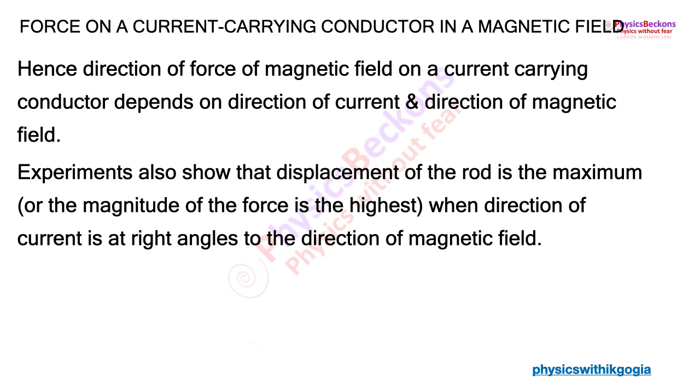This you can study by changing the orientation of the rod. Keep it at 0 degree, 10 degree, 20 degree, 40 degree. Vary the direction of the rod AB and see the change in the displacement of the rod. You will see that the displacement is maximum when direction of current is perpendicular to direction of the magnetic field.